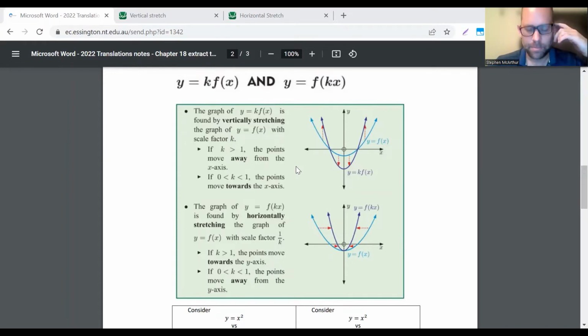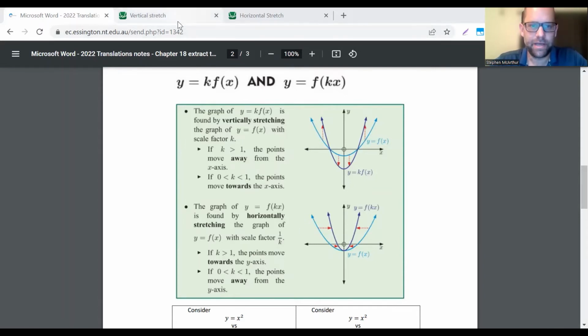So I'm going to do one of each in this video, and then we'll have a look at the graph and see the impact that it's made. But it's k outside the brackets in like f of x. One bigger than 1, one between 0 and 1. So let's have a look at those now.